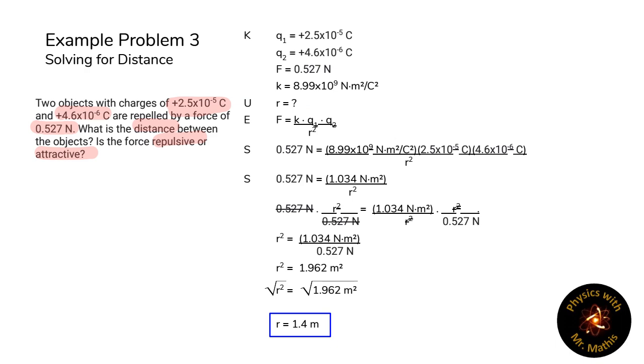I'm going to start by simplifying the problem as much as I can. If I multiply 8.99 times 10 to the ninth times 2.5 times 10 to the negative fifth times 4.6 times 10 to the negative sixth, I will get 1.034. And if you look at the units, we multiplied Newton meters squared per Coulomb squared times coulombs, so all of the coulombs cancel out and we're left with a unit of Newton meters squared.